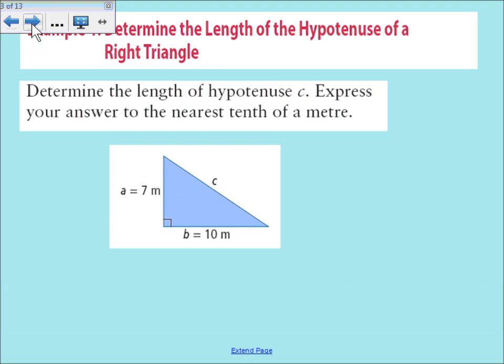So determine the length of a hypotenuse of a right triangle. Express your answer to the nearest tenth of a meter. So we want to find out what this is. We know that this is 7 meters and this is 10 meters, right here and right here. So let's call this a and this b.